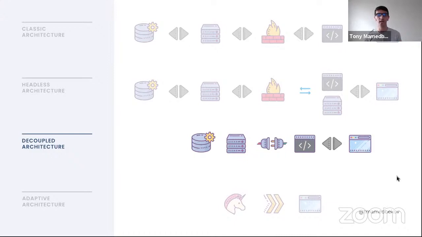And where we came today is the Jamstack, and we're going to be talking about decoupled architecture. And if you see there's a plug, we want to unplug our backend from our front end. Now, why is that?